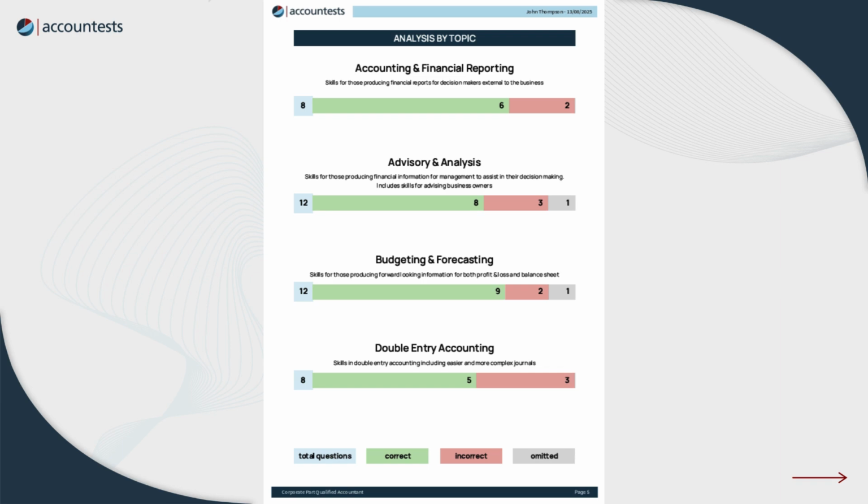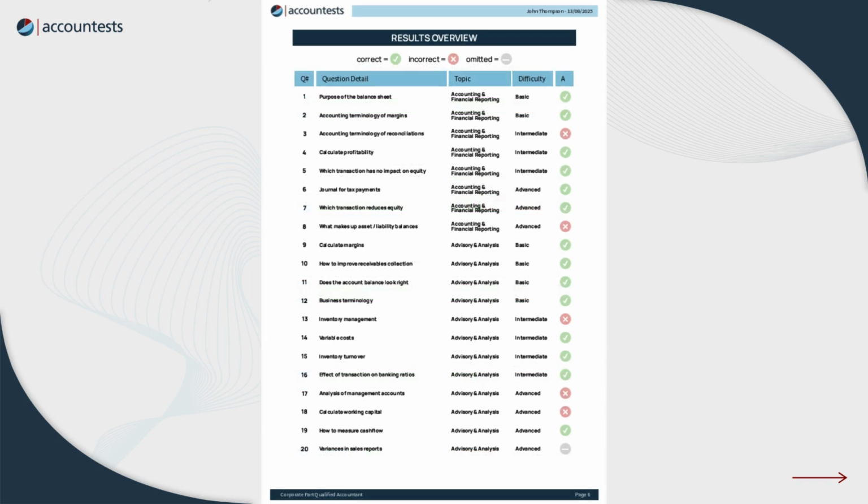So that's looking at reporting requirements, although knowledge of the details of reporting standards like US GAAP is not part of this. Advisory and analysis is looking at using the financial information to help management make decisions. Budgeting and forecasting, so that's the forward-looking information, both profit and loss and balance sheet. And then double entry accounting is the debits and credits part to make sure that those core accounting skills are in place.